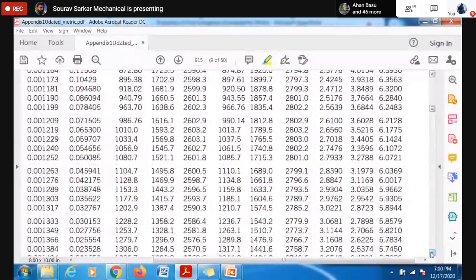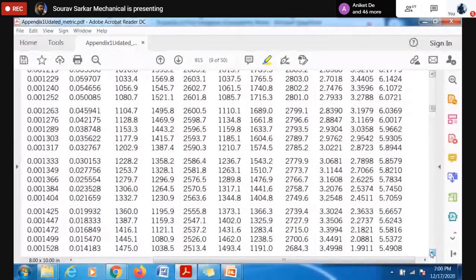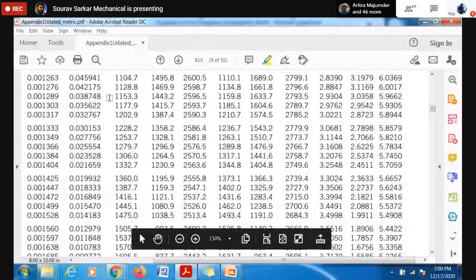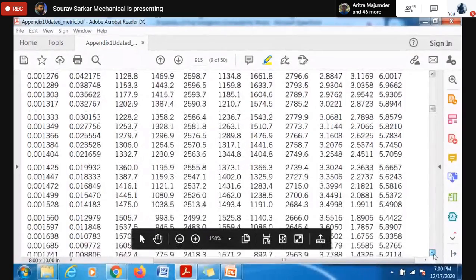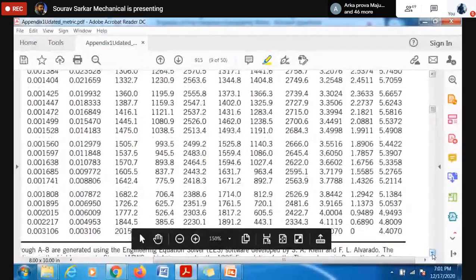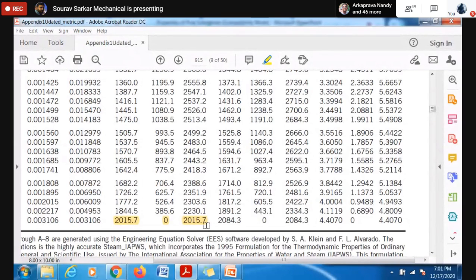As you are reaching the final pressure, you can see what is happening. The liquid state internal energy is continuously increasing, and the vapor state internal energy is decreasing, and finally the gap between these two is reaching zero. Can you see that? Yes, sir. So this is happening.